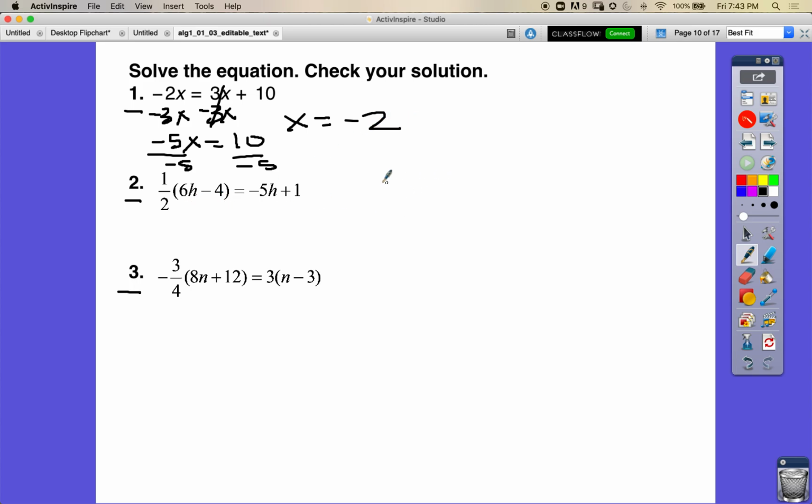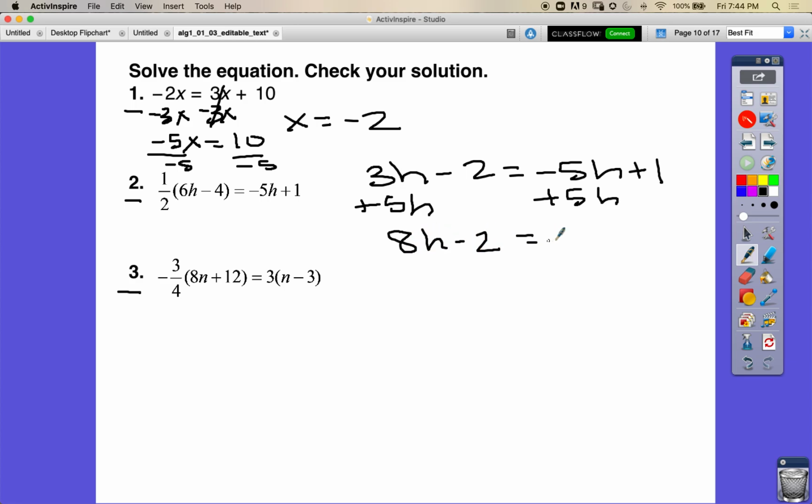Okay, this one, I'll do it over here so there's a little more space. When I divide it in, again, just think of it as division, half of 6, or 6 divided by 2. So when I distribute that, it's going to be 3h minus 4 divided by 2 is going to be 2. That equals negative 5h plus 1. I'm going to move this 5h to this side, to keep the variable positive. This becomes 8h minus 2 equals 1, because that cancels out. I'm now going to add 2 to both sides. So bring this down, 8h equals 3.